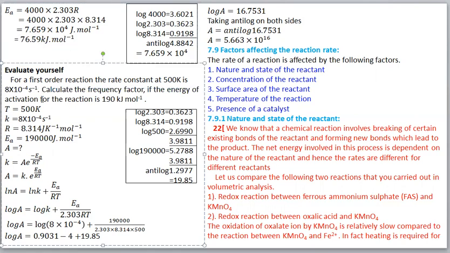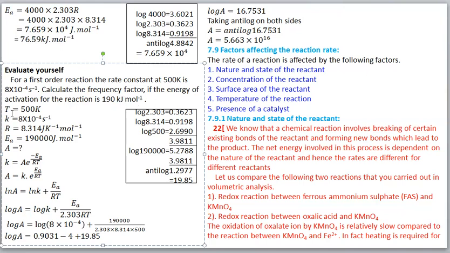The next question you see, evaluate yourself. For a first order reaction, the rate constant at 500 Kelvin is 8 into 10 to the power minus 4 per second. Calculate the frequency factor if the activation energy for the reaction is given as 190 kilojoule per mole.